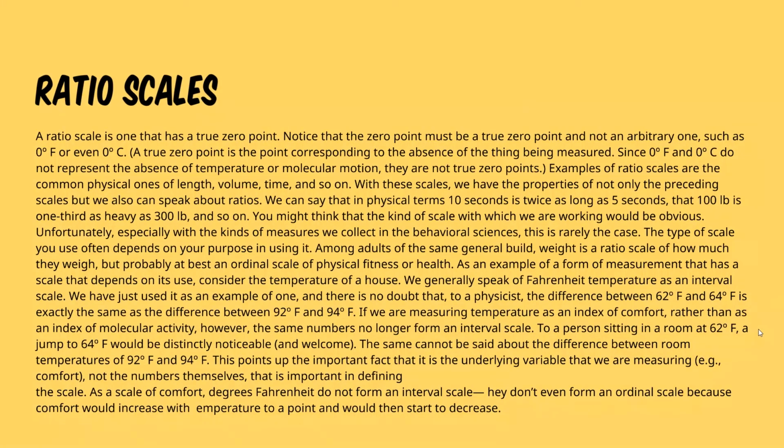Examples of ratio scales are the common physical ones of length, volume, time, and so on. With these scales, we have the properties of not only the preceding scales, but we also can speak about the ratios. We can say that in physical terms, 10 seconds is twice as long as 5 seconds, that 100 pounds is 1/3 as heavy as 300 pounds, and so on.